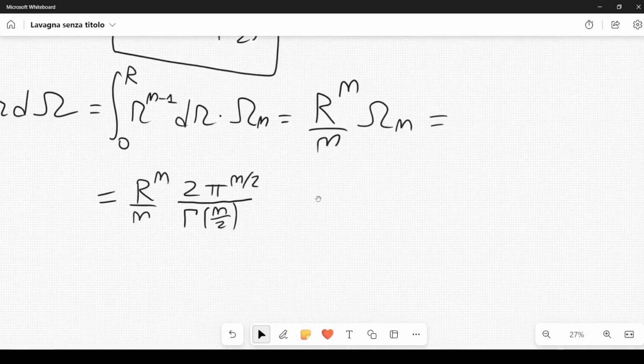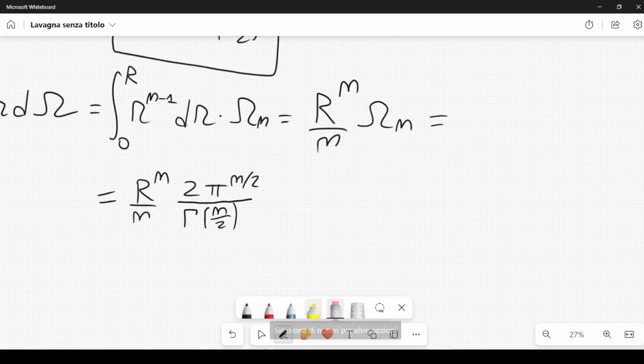And then now you can recast this expression in the following way. If we divide the numerator by 2, we also have to divide the denominator by 2. So we can put 2 here.